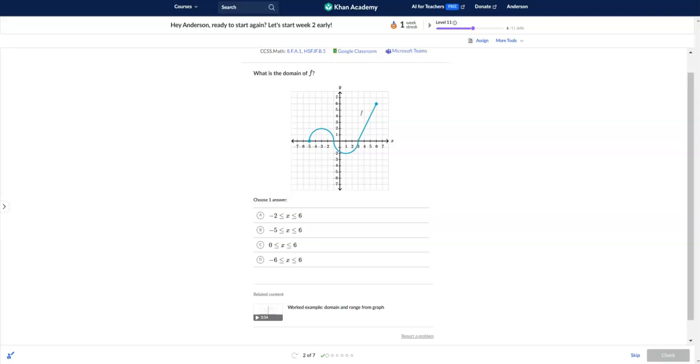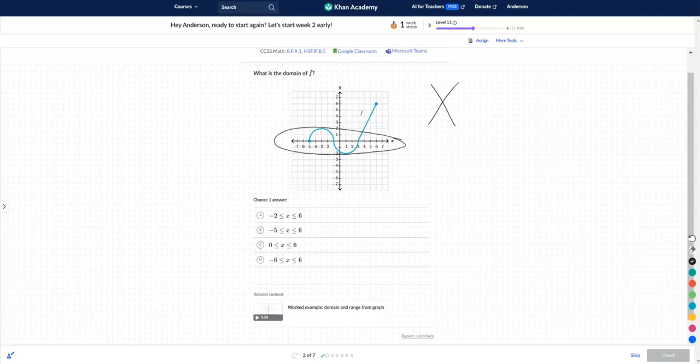Okay, domain of F. All right, so domain is the x, so we care about the x values. Well, how far left do we go? We go as far as -5, and we go all the way up to 6, and we stop at 6. So -5 to 6 will be B.